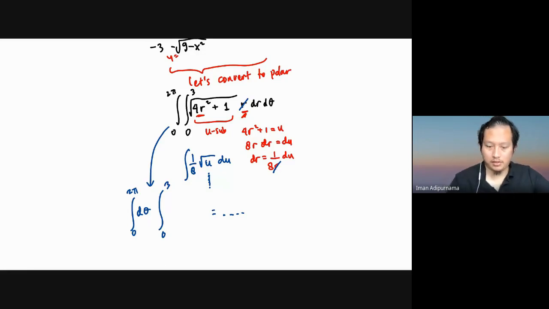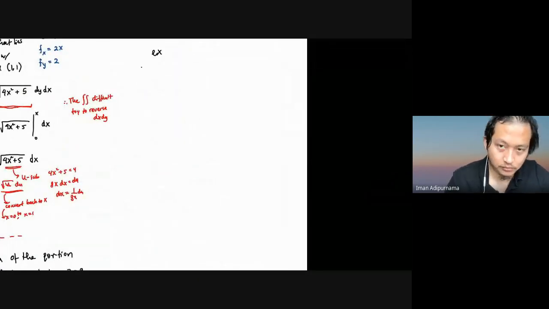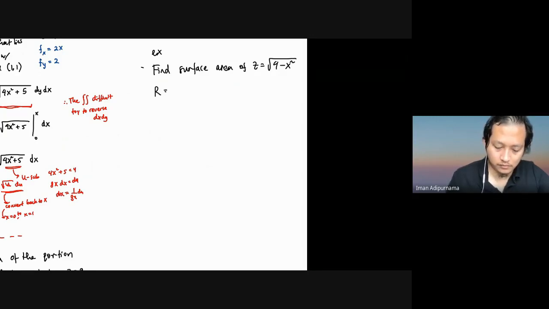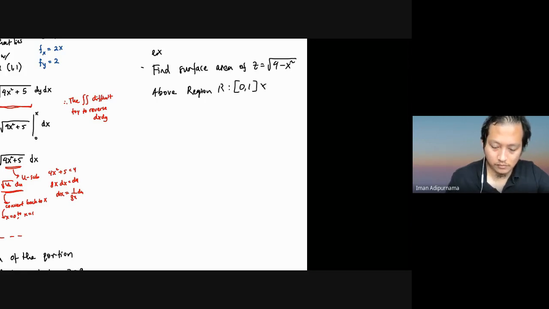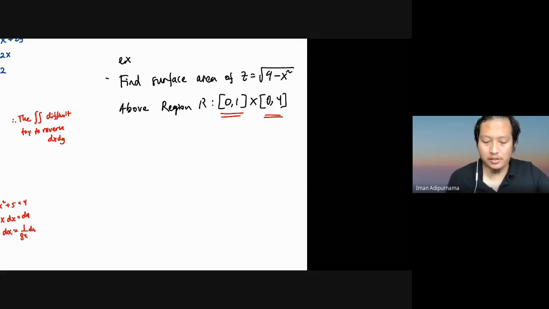Okay, let me give you an example, but we can have several examples. Maybe here another example. If you read this question, the region R means this is a rectangle, from 0 to 1 and 0 to 4. This is X and Y.